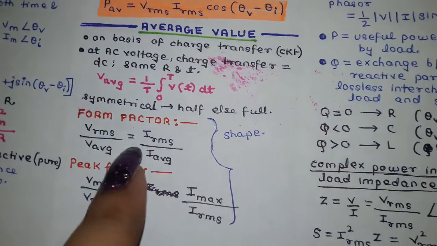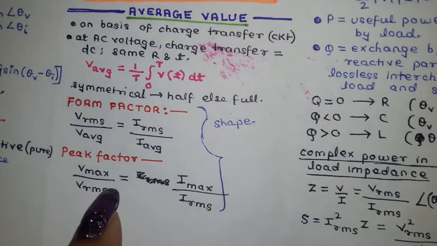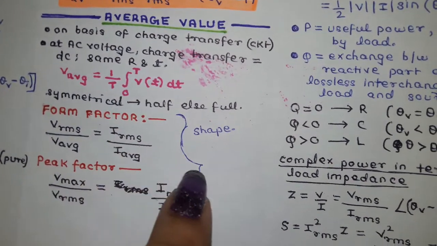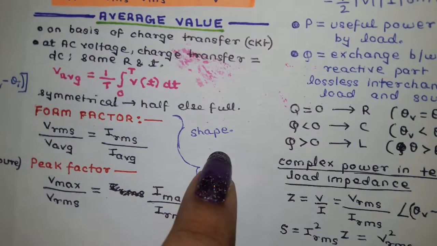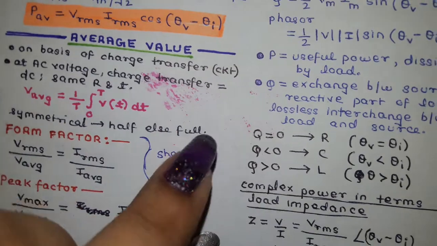Okay, let's talk about form factor. It is given by this formula. Peak factor is given by this formula here, and these things determine the shape of a waveform. Okay, these two things are responsible for the shape of a waveform.